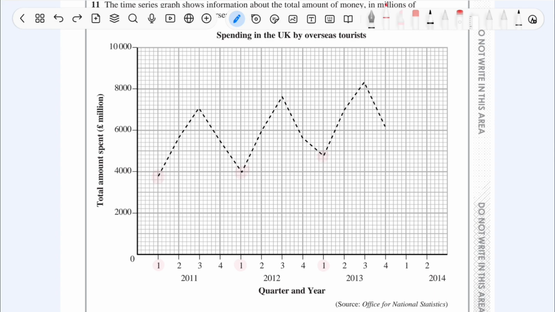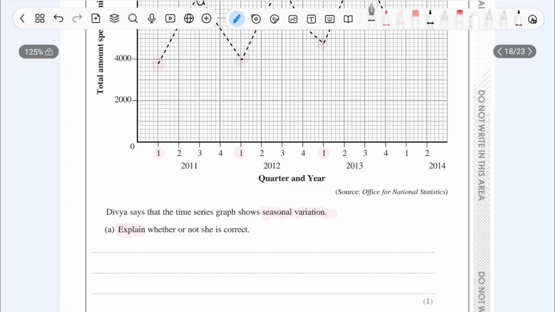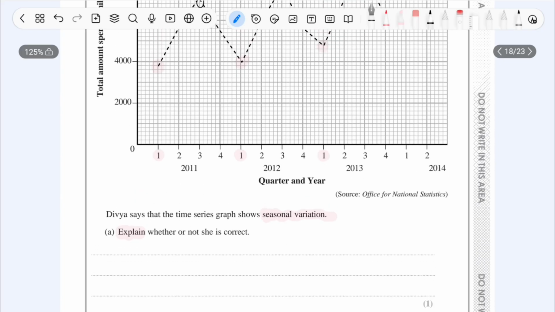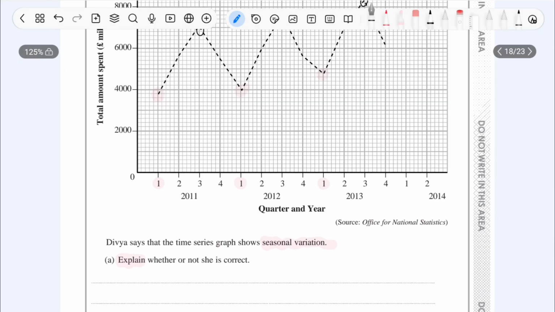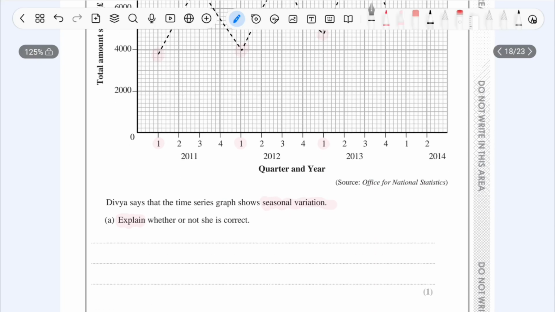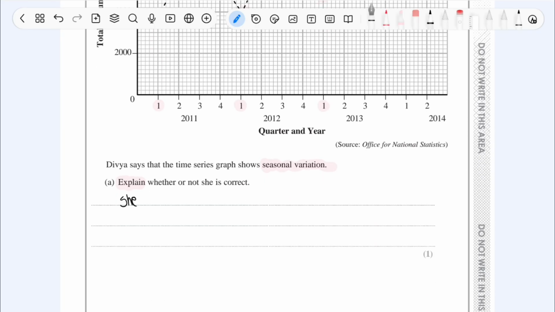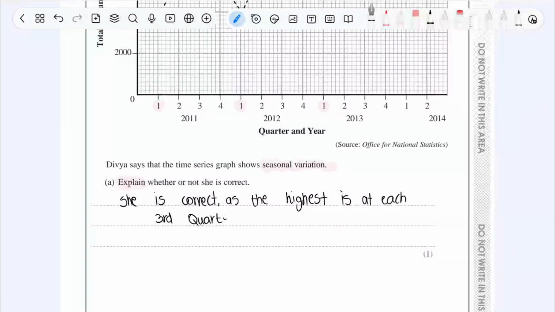And we can say the same for quarter 3, as we can just spot that that is the peak. And you can see that this value, this value, and this value are all for quarter 3. So it does have seasonal variation. We can say yes, because it follows a regular pattern, and it's repeated at the same time every year for 2011 through to 2013. You're also welcome to use the first quarter as an example.